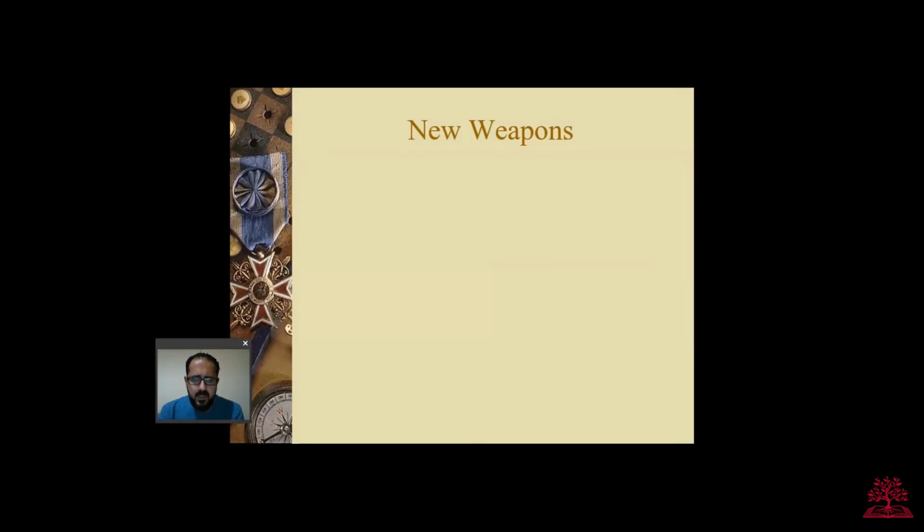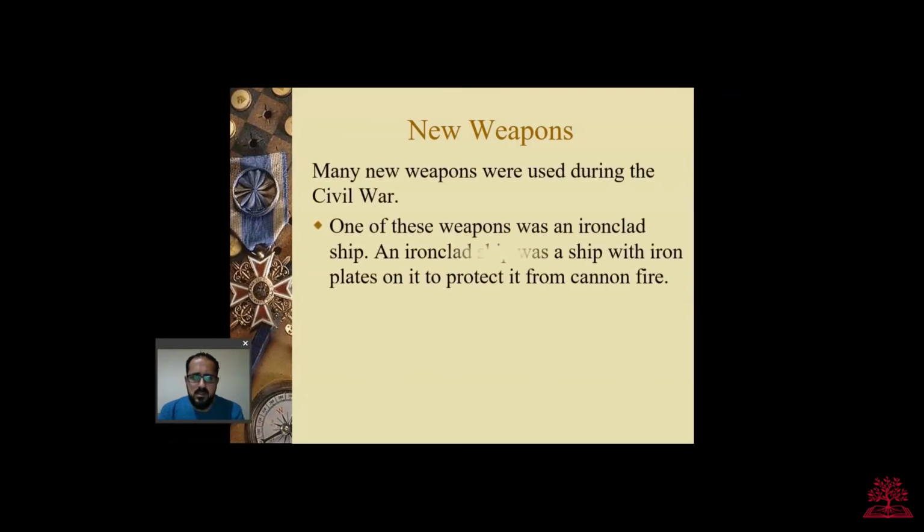Now, in these battles, new weapons were used, and one of them is or was the ironclad ship. Now, this ship, the ironclad ship, was like a normal ship, but it was protected against cannon fire by adding iron plates to this ship.